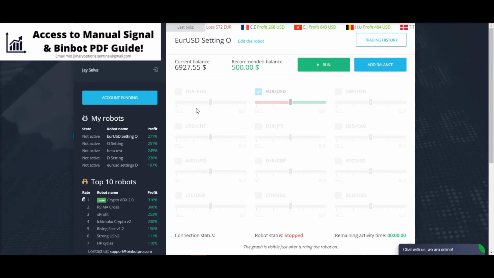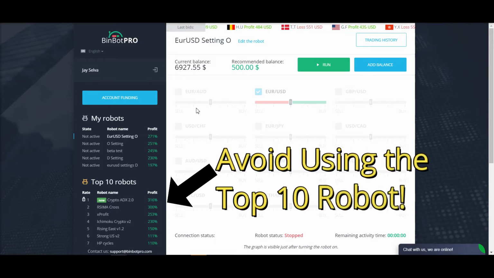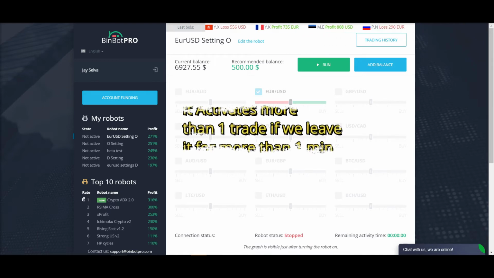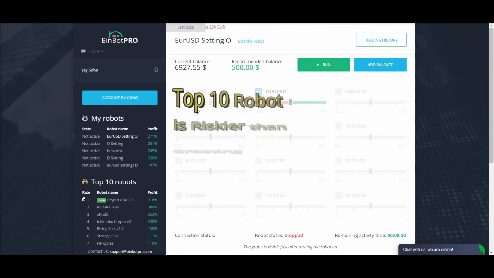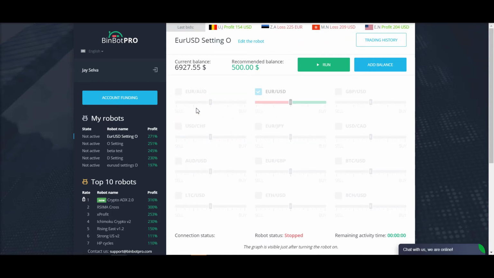Plus, the top 10 robot in Binbot Pro is harder to achieve consistency with, due to the unpredictable currency that's going to be selected, and also the execution of more than one trade should you actually turn on Binbot Pro and leave it for a couple of minutes. So overall, if you do that, it's going to be a lot riskier, and you're going to have a hard time growing your account consistently.